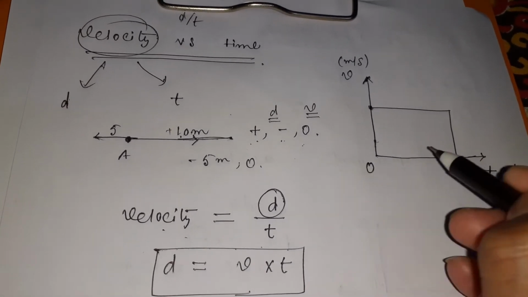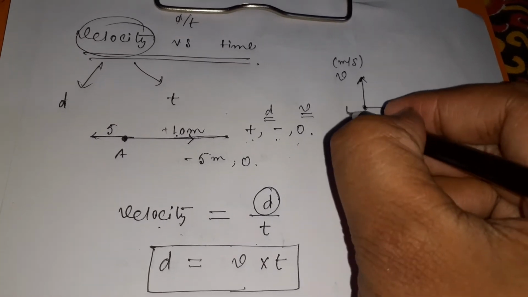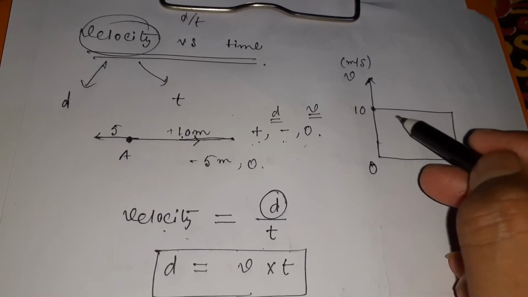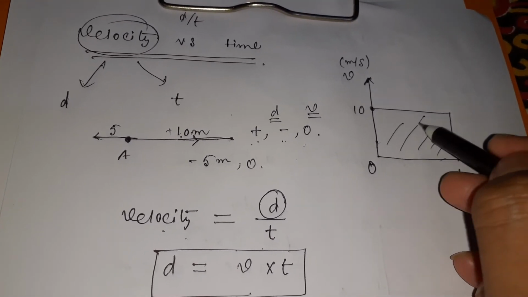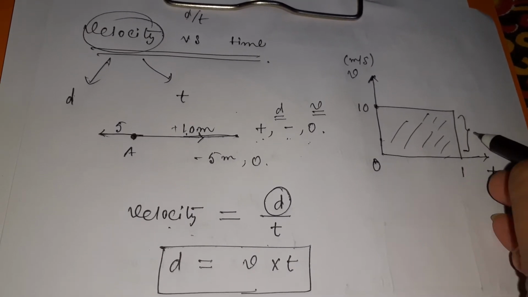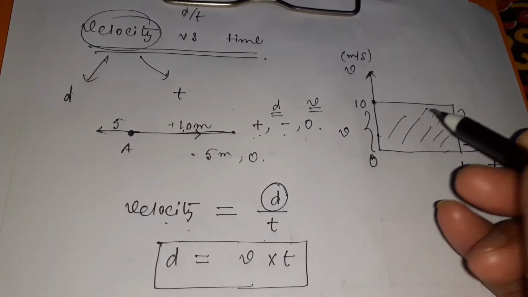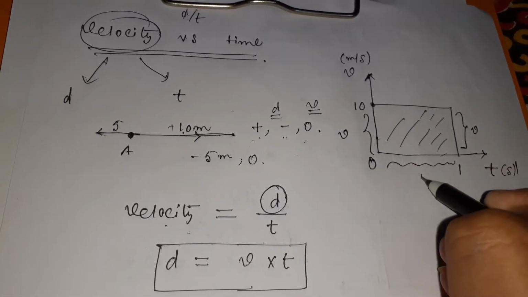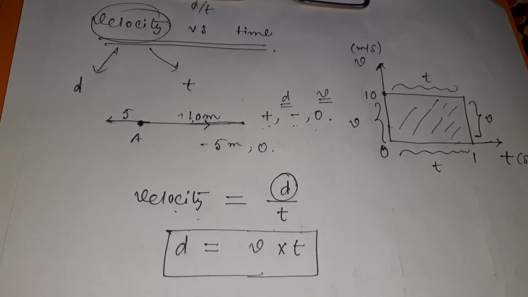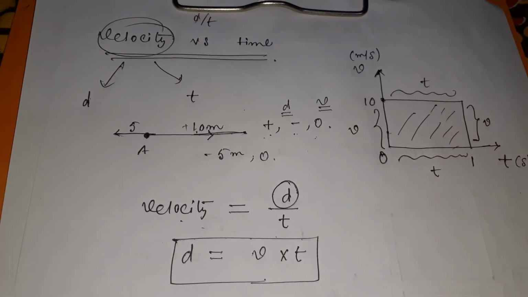Okay, this one is 0, that means the initial position, this one is 1, and this one maybe 10 is given to you. So from here we can easily see this whole diagram is a rectangle. This side will give you the velocity, this side will also give you the velocity, and these two sides will give you the time. Because this is a rectangle, these two sides are the same, these two sides are also the same.